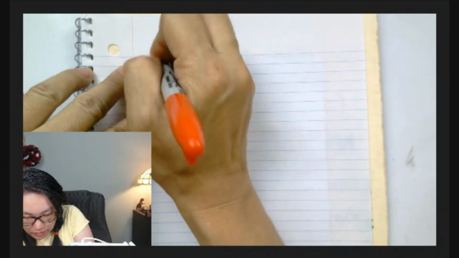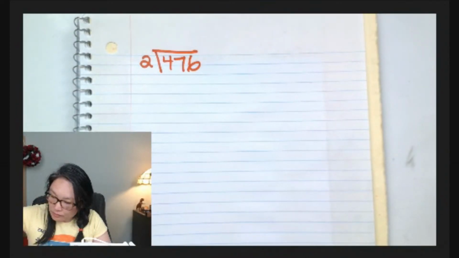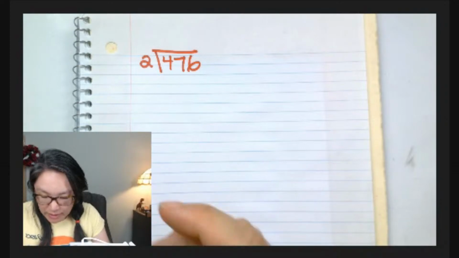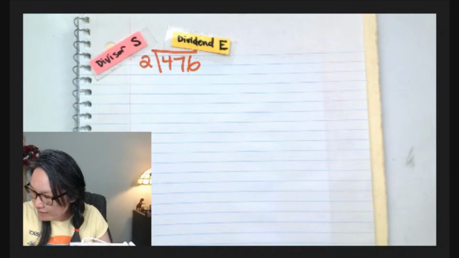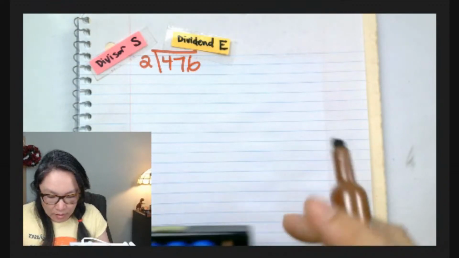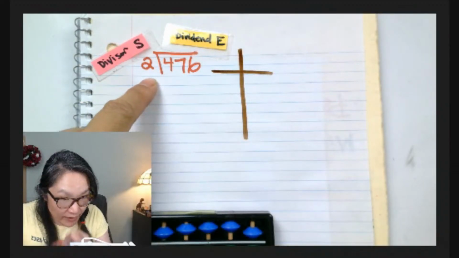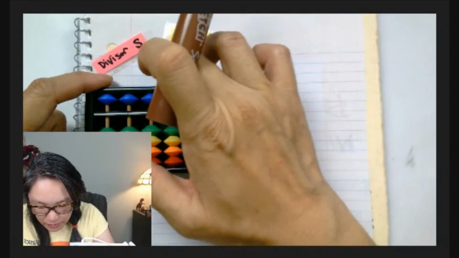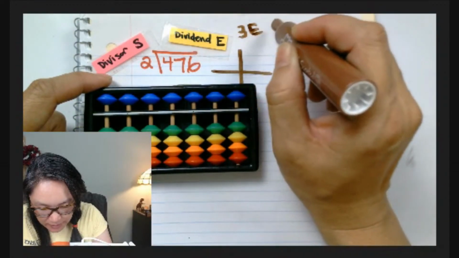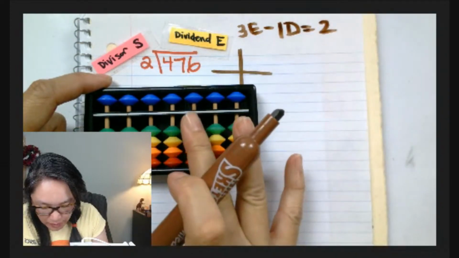So we have 2 divided by 476. Again, we need to know our divisor and our dividend. We need to find out our starting point. To find our starting point, 1, 2, 3, so there's 3 digits in the dividend minus 1 digit in the divisor is equal to 2. So our place value is 2.